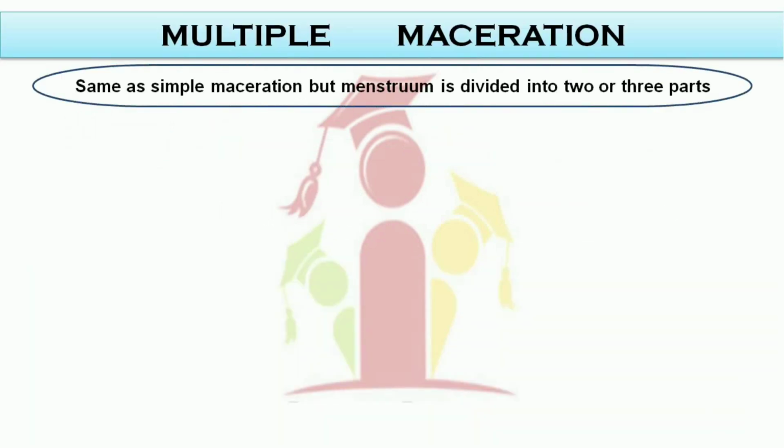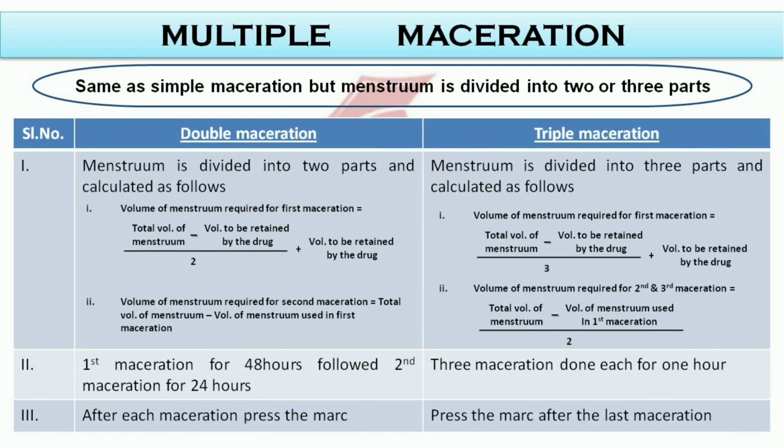Now in multiple maceration, same as simple maceration, but the menstruum is divided into 2 or 3 parts. Depending on that, double maceration and triple maceration. In case of double maceration, the menstruum is divided into 2 parts and calculated as follows. Volume of menstruum required for first maceration is equal to (total volume of menstruum minus volume to be retained by the drug) whole by 2 plus volume to be retained by the drug.